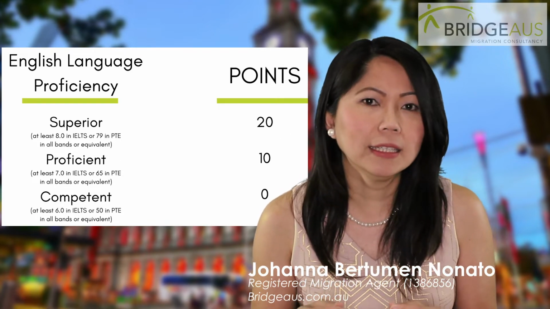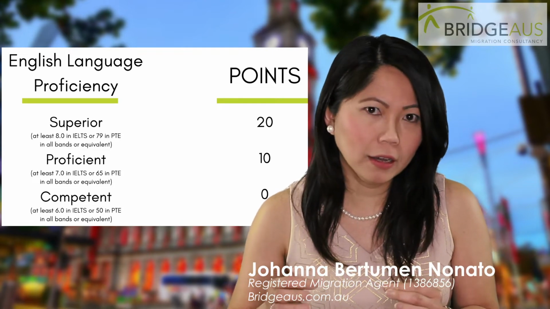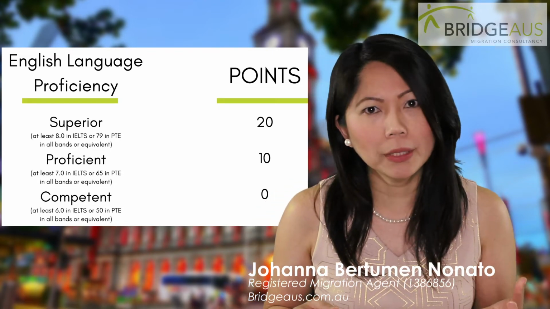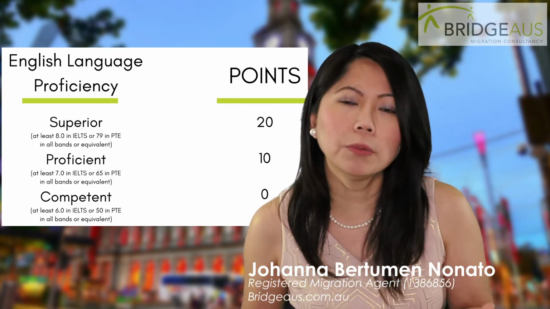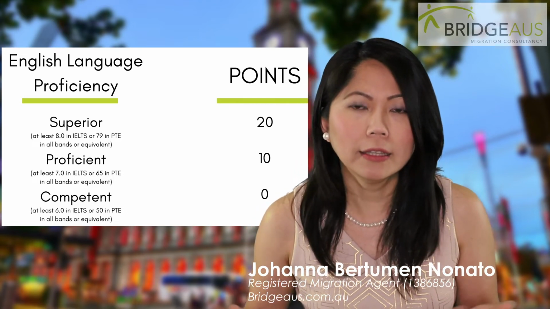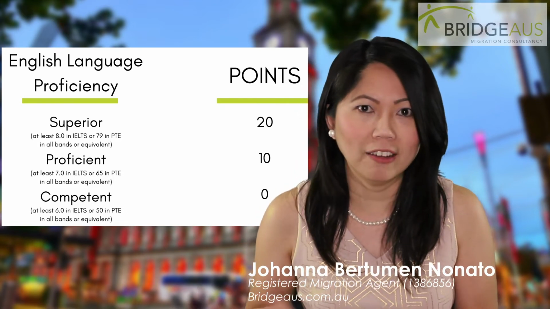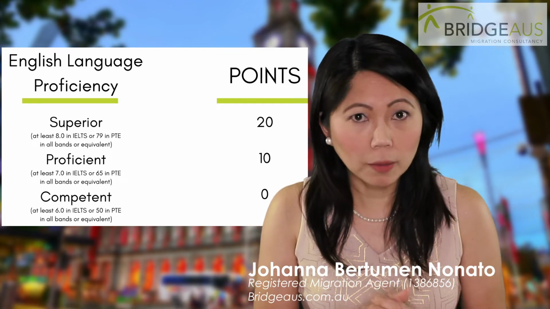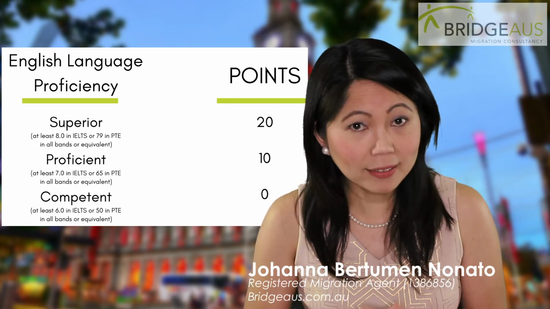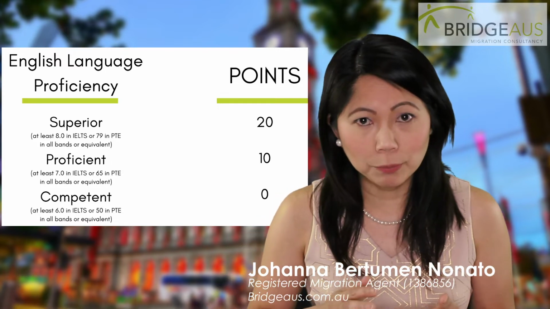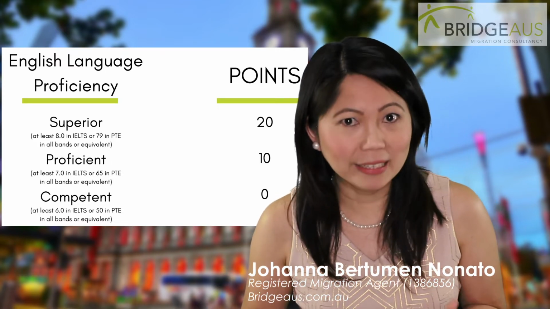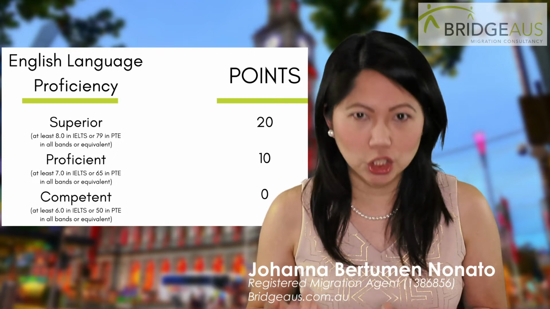Why? Because if ever you get like 8.0 in writing, but you get 6.0 in listening, then the score is 6.0. Then you don't have points. Competent is 6.0 IELTS. Superior is 8.0 or its equivalent in PTE or other English tests.